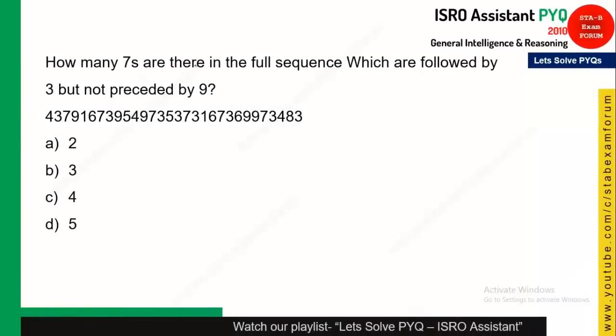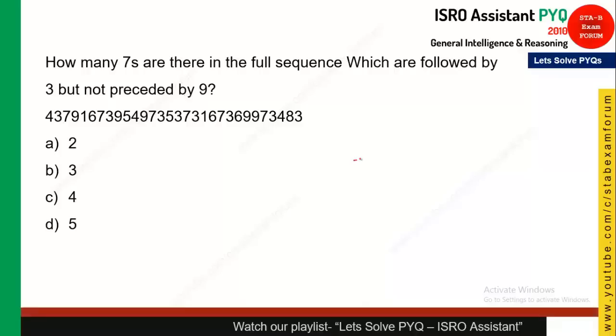How many 7s are there in the full sequence which are followed by 3 but not preceded by 9? What does this mean? We need 7 which is followed by 3, but not preceded by 9. So in front of 7, 9 should not be there. We have to look for this pattern. Where is 7 3? This is 7 3, and it is preceded by 6, not 9. So we can count this as 1.